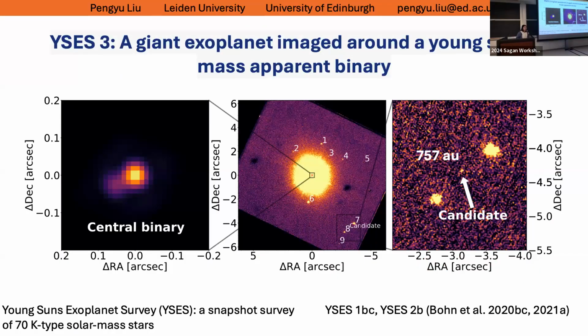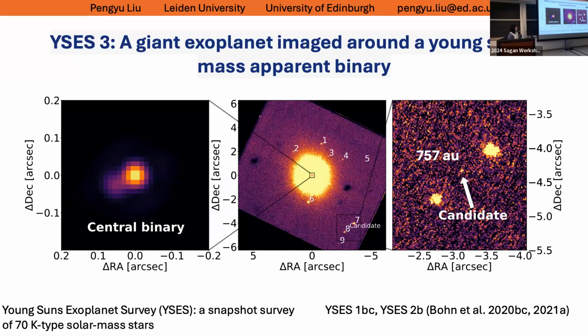Hello everyone, I'm Peng Yu. I'm a final year PhD student from the University of Edinburgh and Leiden University. My poster is about a new planet candidate we discovered from the Young Supernova Experiment Survey. If you want to know the details about this survey, welcome to see Richel's poster. We named this new system YSIS-3, as this is the third planetary system we discovered from the YSIS survey.